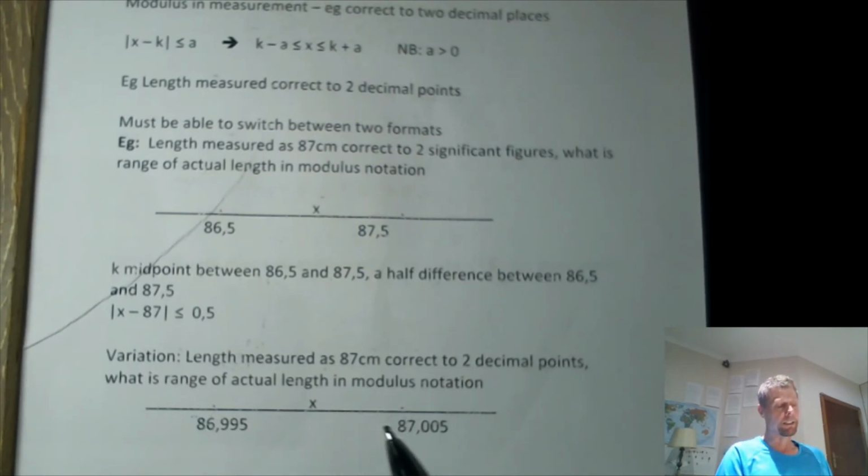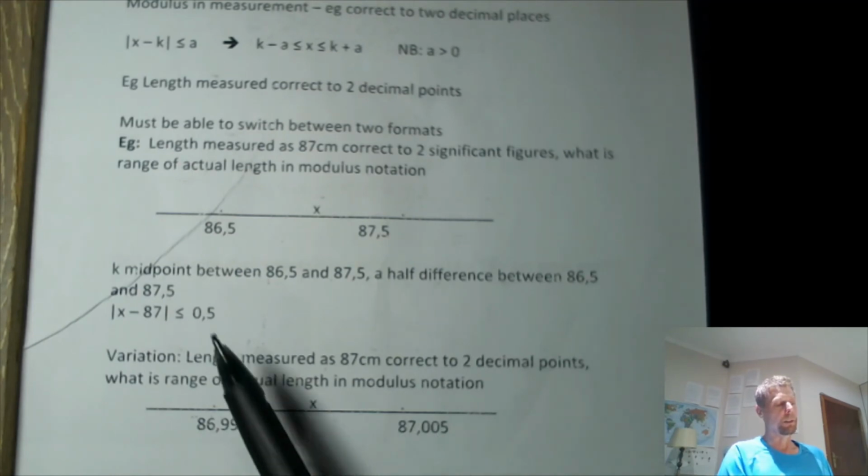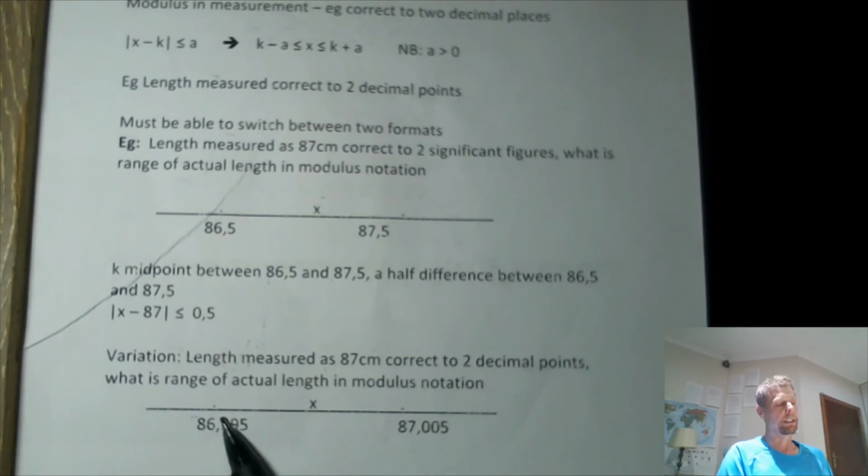It means the highest value could have been 87,005 before it clicks over and rounds to 87,01. So the highest you can go is 87,005. The lowest is 86,995. So what's the error? You can see it's 0,005. So your a value is 0,005 now. Your midpoint between the two is still 87.